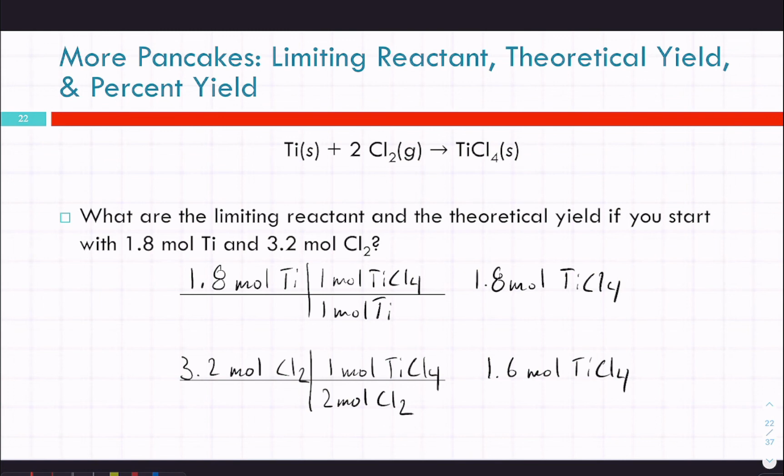So which of these then is our limiting reactant? Is it titanium or is it chlorine? Is it titanium? You said titanium? Why do you think it's titanium? Why do you think it's chlorine? Yeah, so the limiting reactant is the one that produces the smallest amount. So it can be deceiving based on the initial amounts because we already have so much more chlorine, but because we need twice as much, that becomes our limiting reactant.